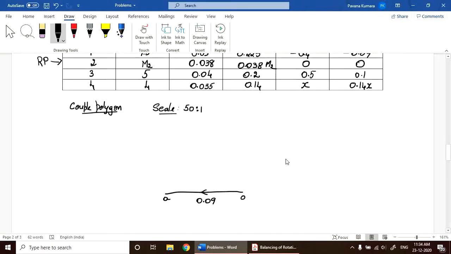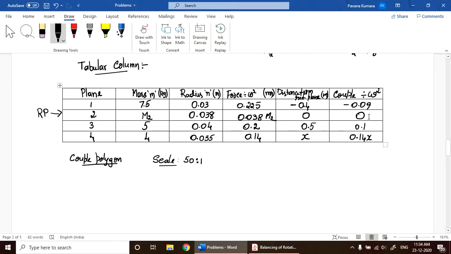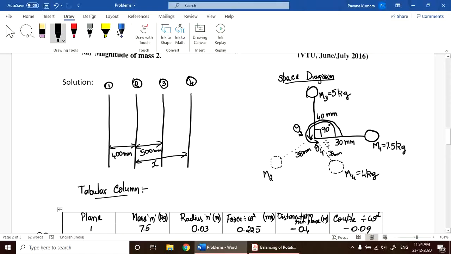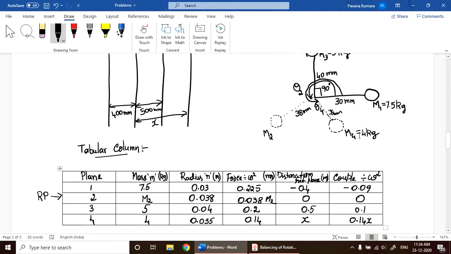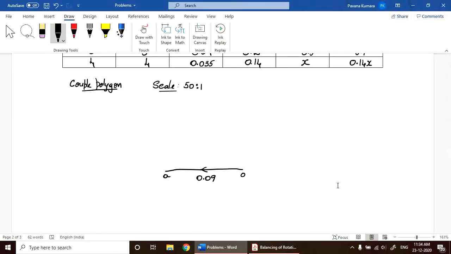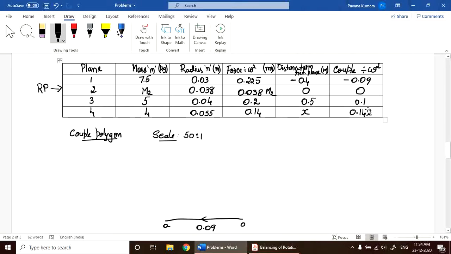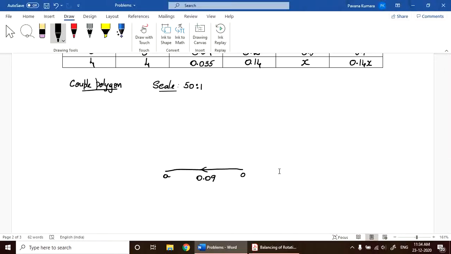Next is the second plane. The value is 0, so we can't draw anything here, because the value is 0. So we'll move to the third one, which has a magnitude of 0.1. What is the angle of this third mass? That is 90-degree. M3 is at 90-degree from the first plane. So from this end, draw a line equal to the length of 0.1 multiplied with the scale, at an angle theta 3, that is 90-degree. This has a length of 0.1. If it was negative, it would have moved in the downward direction, but it is positive, so it is drawn in the upward direction.